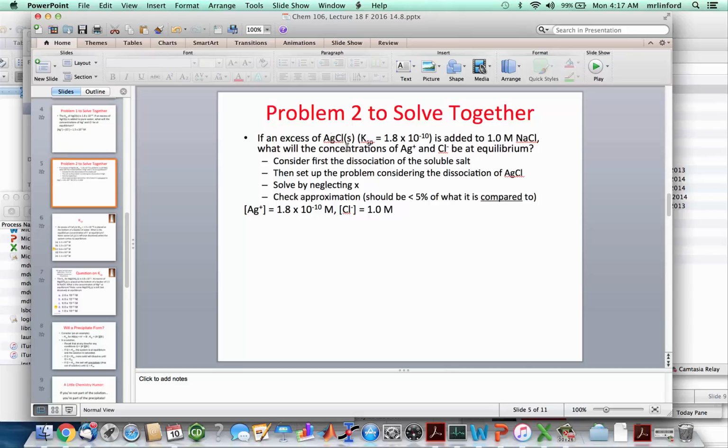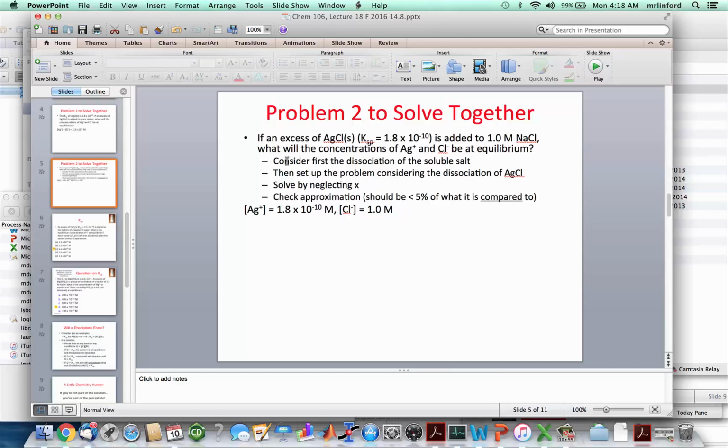We're told that in excess of silver chloride, that means we're going to have some of this salt at the bottom of our beaker at the end of the reaction. In any case, an excess of this material is added to a solution. In the past, we've seen salts added to pure water. Here we're adding it to a solution of sodium chloride. And the question is, what will be the final concentrations of the silver 1 ion and the chloride ion? And of course, you should know how a salt like this dissociates based on what you learned in Chem 105.